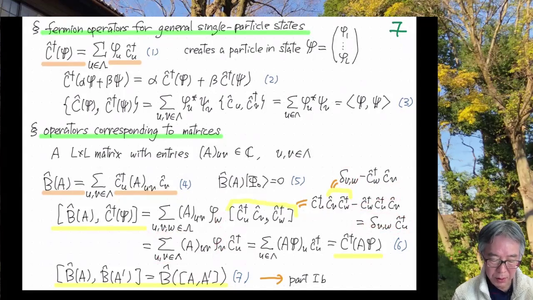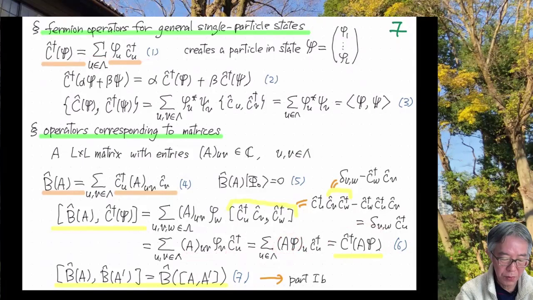And now let's look at the summation over V. And then this is simply the multiplication of this matrix A and phi. Okay, so this is A phi, the U-th component of A phi. And then if you look at this, this is nothing but the definition here. So this can be written in this way. So this is a very natural relation.